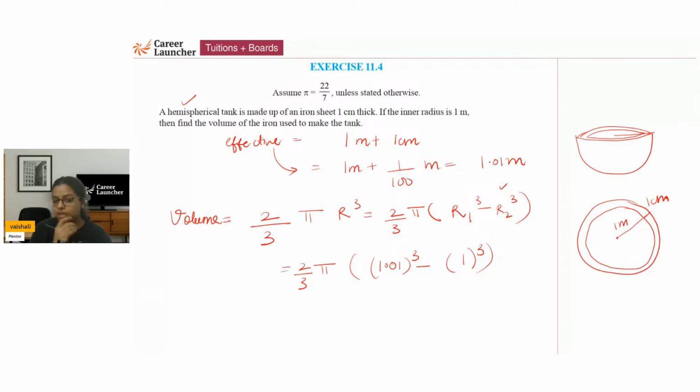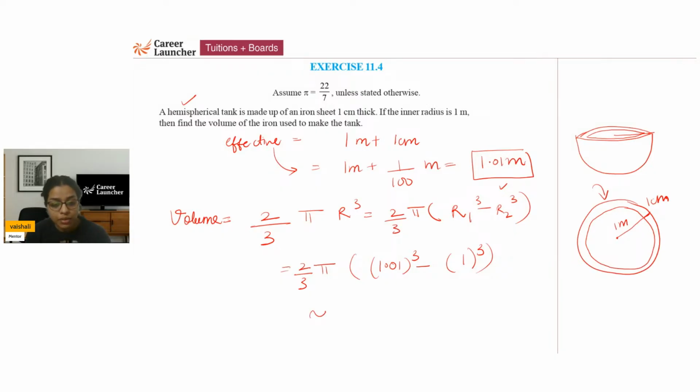And why are we doing this? It's pretty obvious, but let me explain the logic. If I'm considering the volume of this hemisphere, I will not consider the radius as 1.01, because the thickness will affect the volume of the iron. So just to avoid that, I need to subtract the volume which is used in the thickness as well, right? So now I have to calculate this to get my final answer, and like I said, this is going to be in decimals again, because I am subtracting 1 from 1.01 cube.